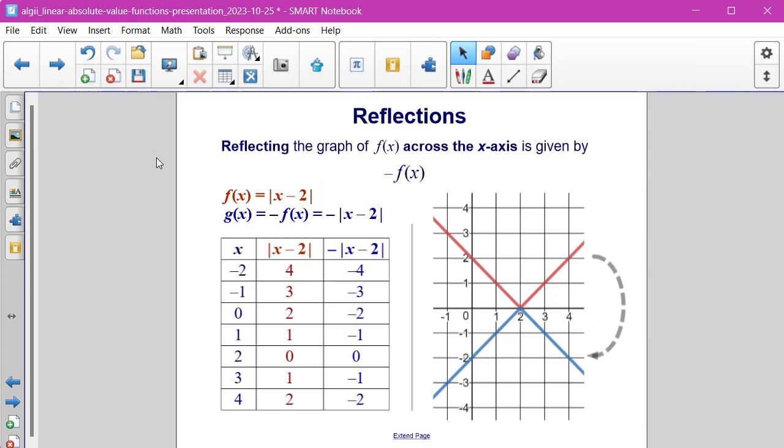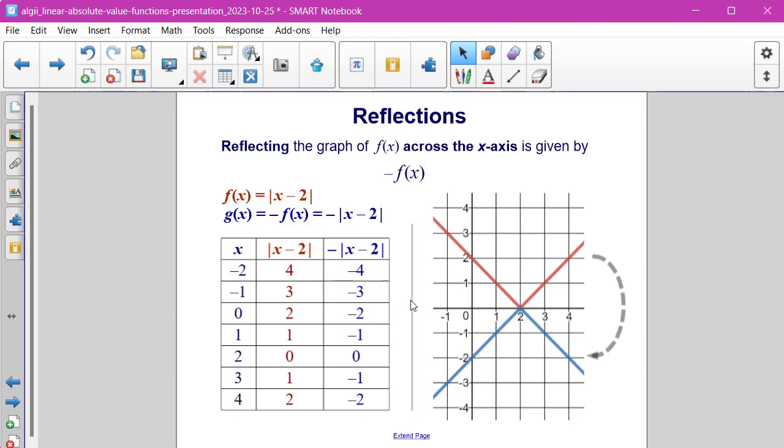Reflecting the graph of f of x across the x-axis is given by negative f of x. This means that we're taking our original function f of x and we're making the entire thing negative. So when f of x is equal to the absolute value of the quantity x minus 2, negative f of x is equal to negative the absolute value of the quantity x minus 2.